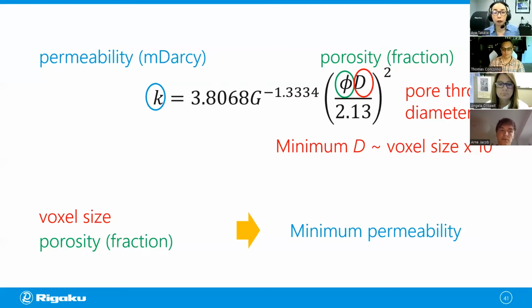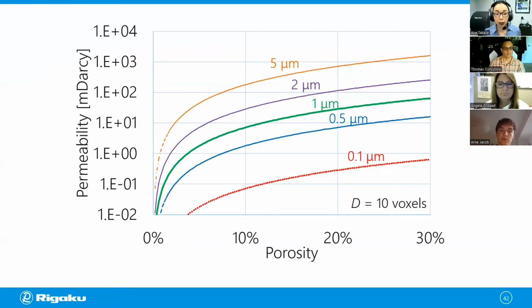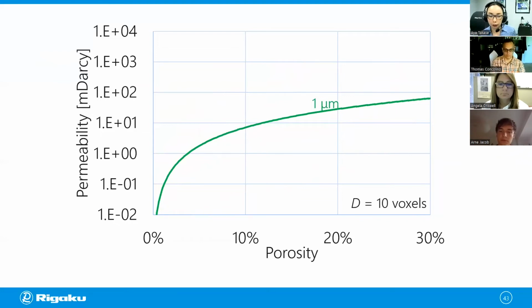The convenient way of using this equation is to make a plot like this one. So this is permeability versus porosity, and different colored lines represent the borderline between, okay, your data is good enough area, and no, your data is not good enough for this analysis area. So let's pick the 1 micron line and see how this works.